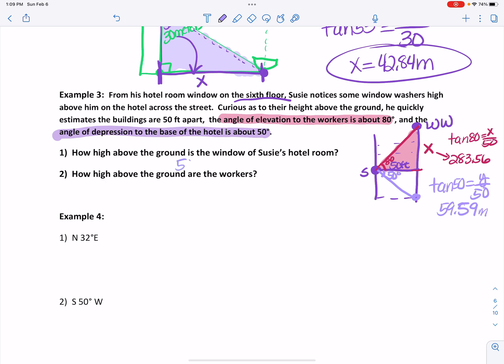Okay, how high above the ground is the window of Susie's hotel room? So wouldn't that be the 59.59 meters? How high above are the workers? So aren't you going to take that 59 plus that 283? And I got 343.15.